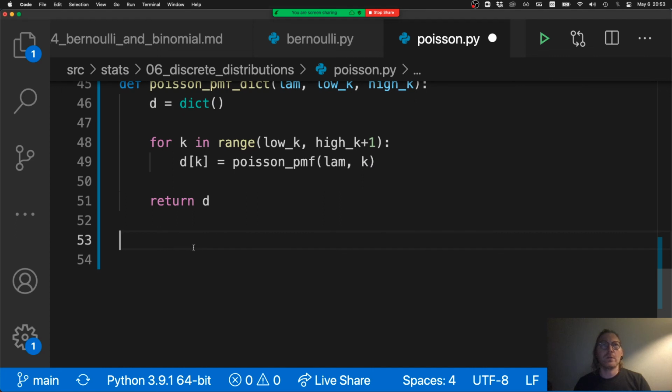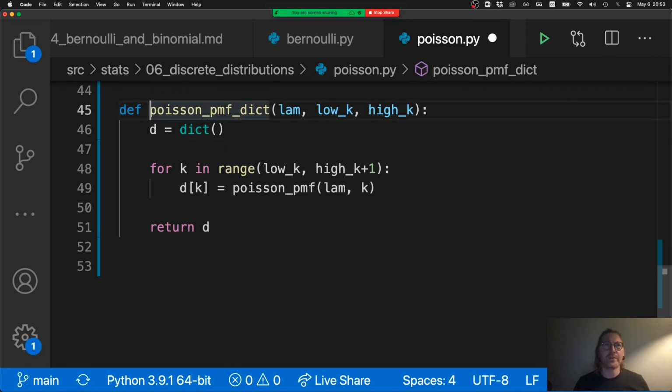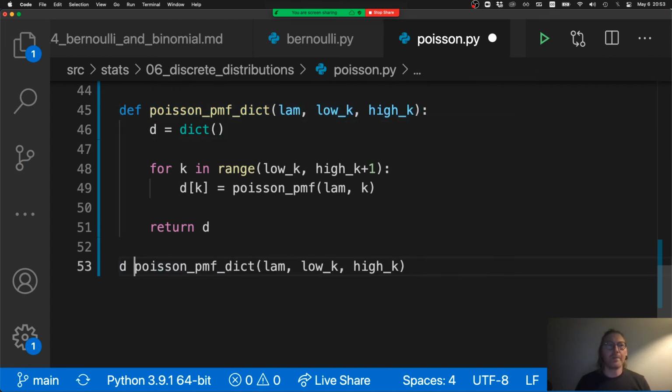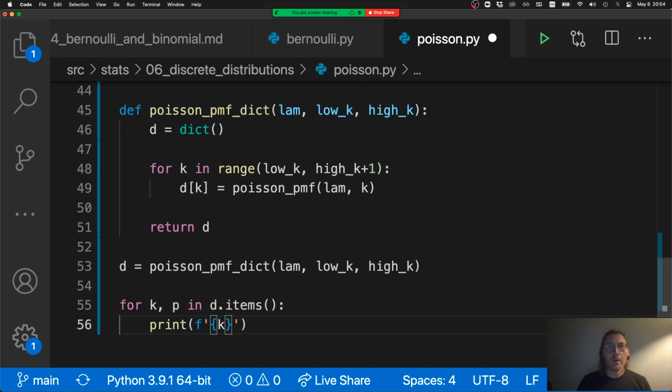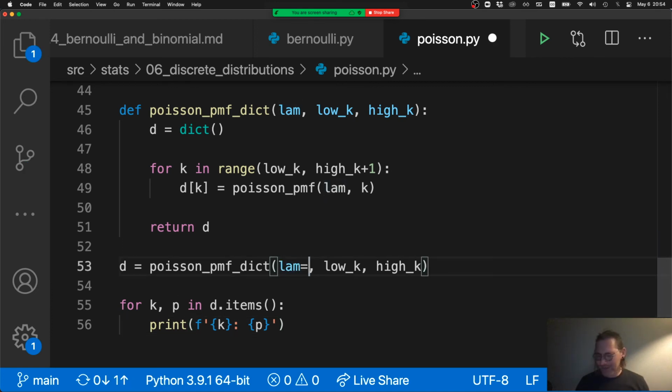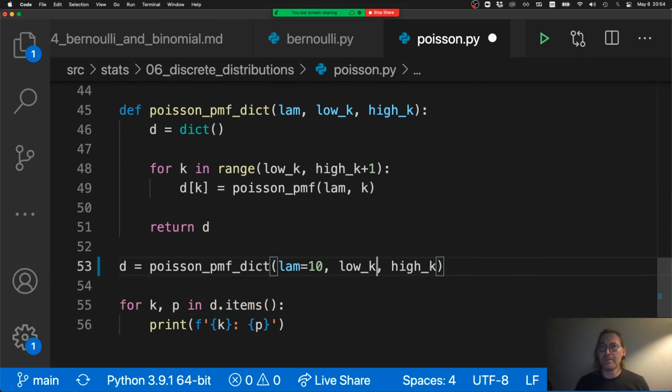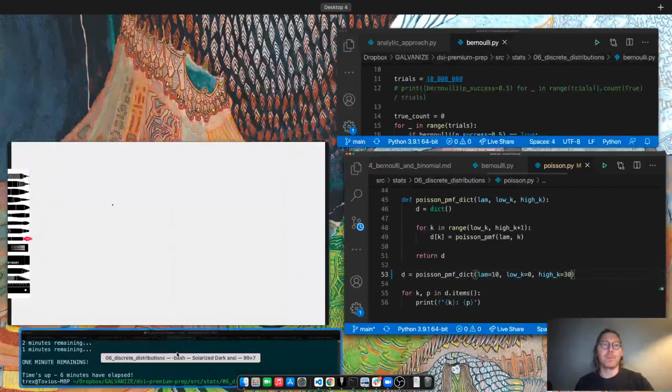Actually, let's call this and just look at the results. Okay, so we get a dictionary out of it. And I'm going to say for key and probability in d.items, let's discover what this is. So print f-string k, and then p. Let's actually give this values. How about that? Lambda of 10, low k of, well, let's do 0, and high k of 30. Okay.